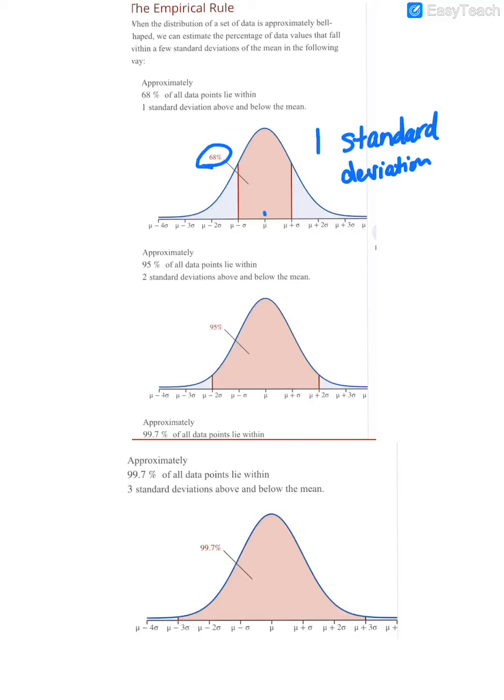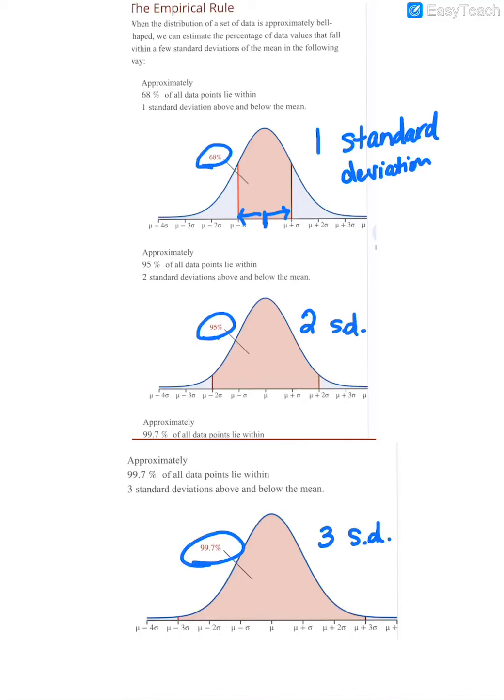So here's the mean in the middle. If we add one standard deviation, that would give us the upper limit. If we subtract one standard deviation, that would give us the lower. The empirical rule also says that 95% of the data are going to fall within two standard deviations of the mean. And then finally, 99.7% of the data are going to fall within three standard deviations of the mean.